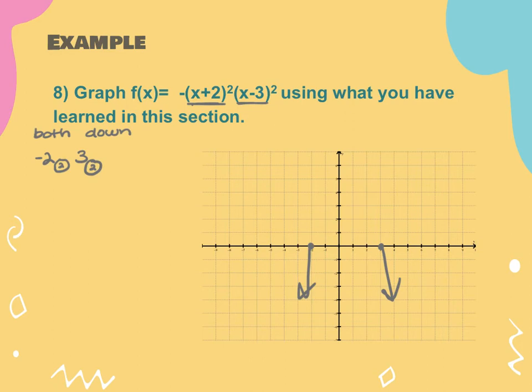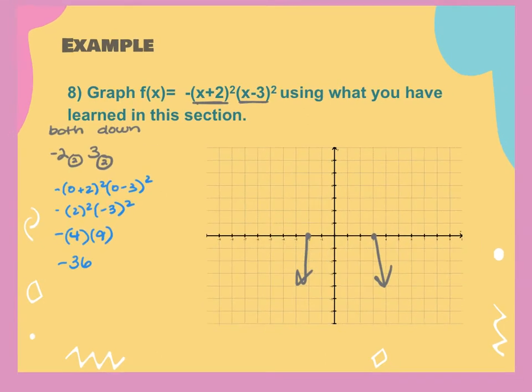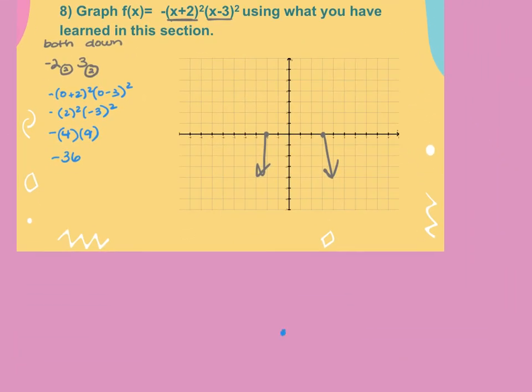The y-intercept would be negative 0 plus 2 squared times 0 minus 3 squared, negative 2 squared times negative 3 squared, negative 4 times 9, negative 36. Way down here. That's not going to be to scale, but I'm going to plot the point and label it because I don't want to go all the way to negative 36. Not the y-intercept? That's the y-intercept, yep.